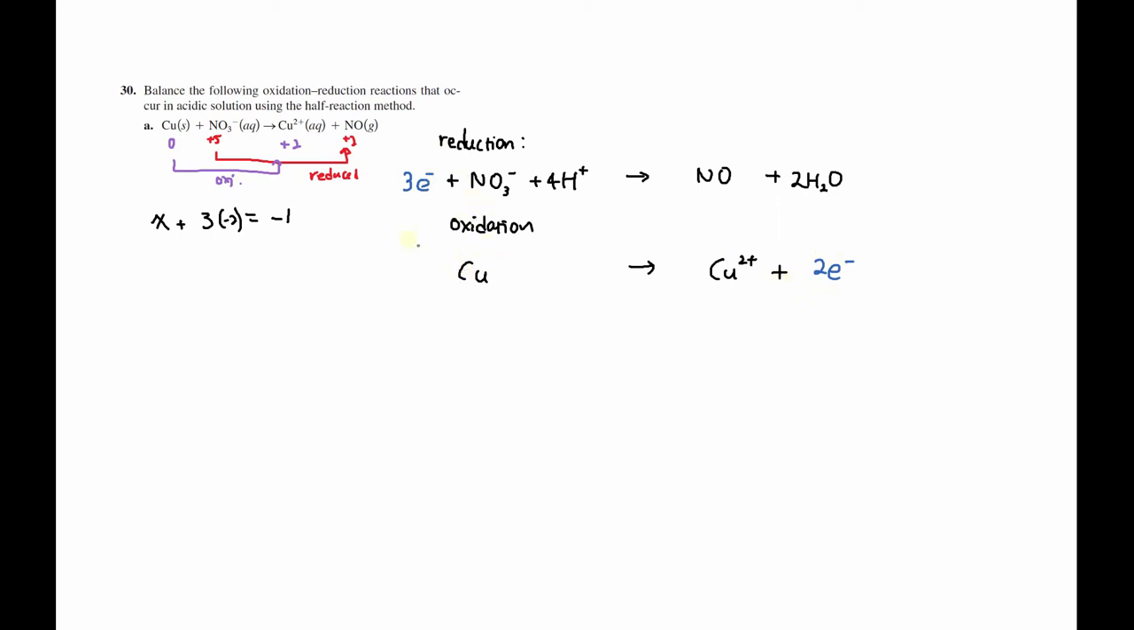Now we have to balance both reduction and oxidation by having the same number of electrons. To do that, I have to multiply the top by 2 because we want to have 6 electrons. And how do we get 6 electrons? It's the least common multiple of 2 and 3. So to get the same number of electrons, I have to multiply by 2 in the reduction reaction, and on the bottom I have to multiply by 3.